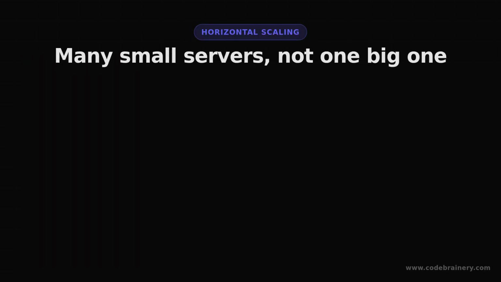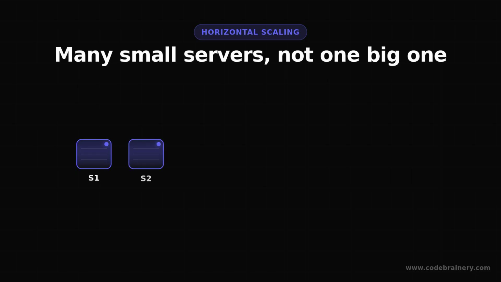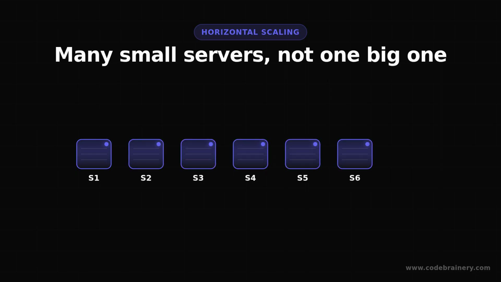There's a better idea. Instead of one massive server, what if you run many smaller ones? 5 regular servers, side by side, each handling some of the traffic. Need more capacity? Add another server. And another. We call this horizontal scaling. The math is in your favor. 5 servers cost about the same as one server that's 5 times bigger, but they're more reliable. If one crashes, you still have 4.